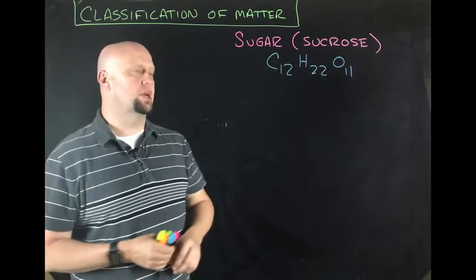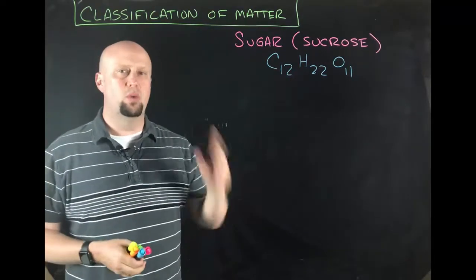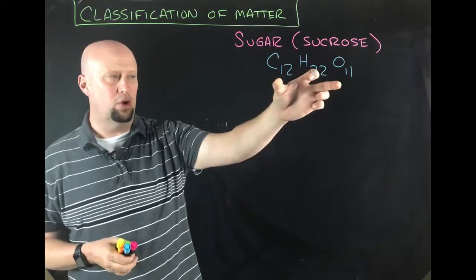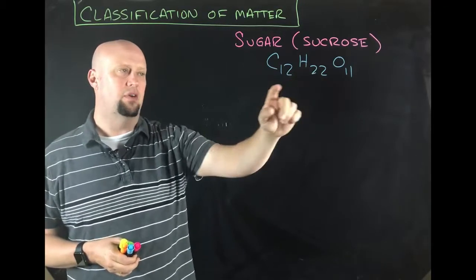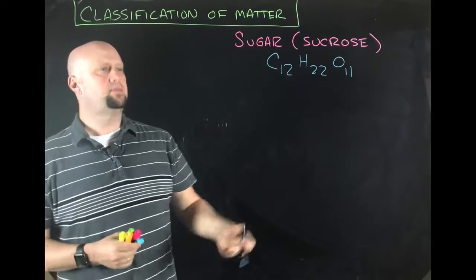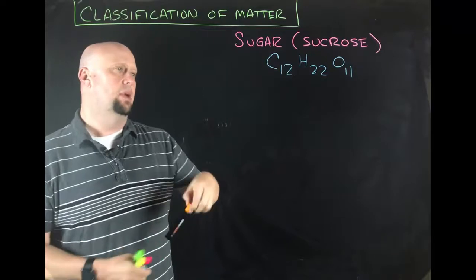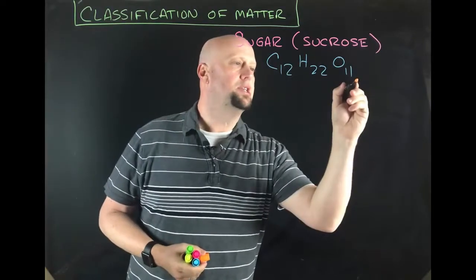So this is a pure substance. There's one type of particle. If you've got a bag of sugar, there should be one type of particle in it. Every particle in there is constructed of this particular chemical formula. So what does that chemical formula mean? So these numbers down here have a specific name. Those numbers are called subscripts.